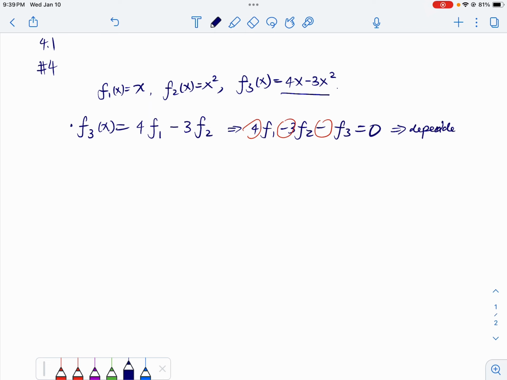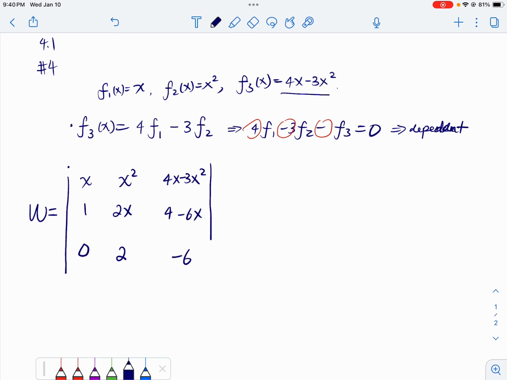Now, second way, if you want to use the Wronskian, you can just find the Wronskian of these three functions. So how do we do that? x, and then the derivative of that function, and then the second derivative of the function. The second one is x squared, the derivative is 2x, and the second derivative will be just 2. The next one will be 4x minus 3x squared. The derivative is 4 minus 6x, and the second derivative is just negative 6.